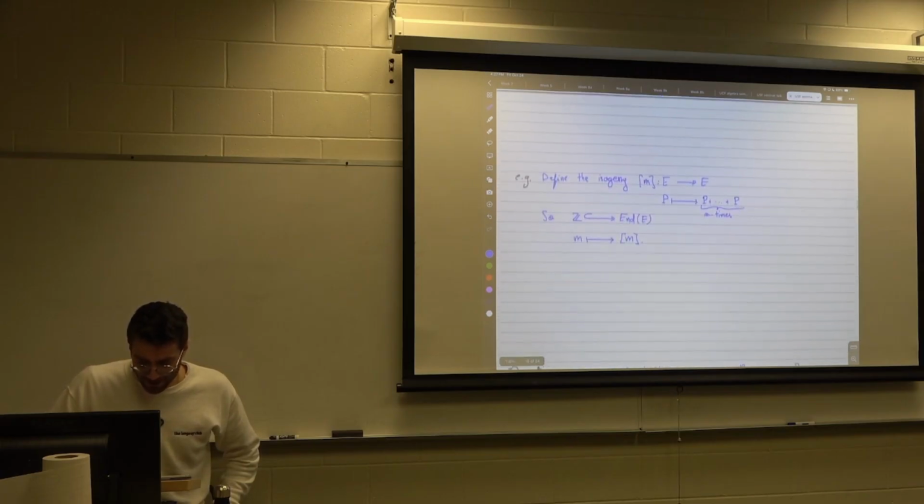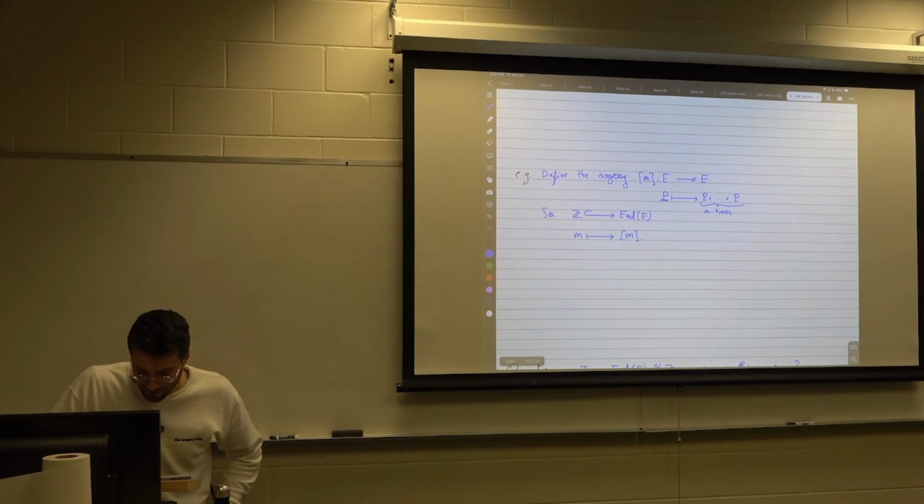Okay, so now you can take a point on an elliptic curve and add it to itself m times. We call that the endomorphism square bracket m. Yes?